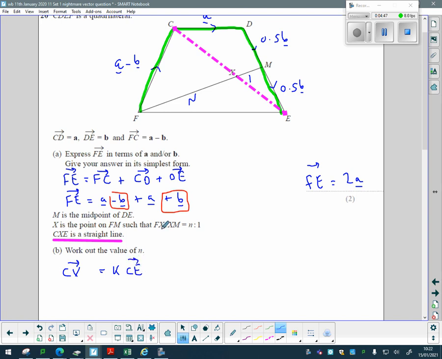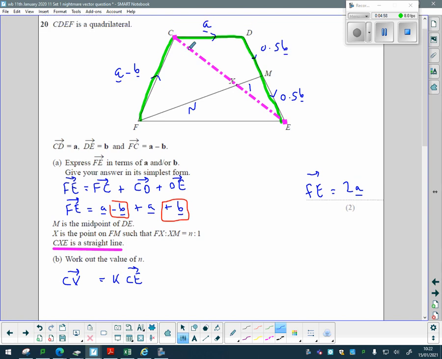If CXE is a straight line, if we multiply CE by K, we get CX. But we also know that CE is A plus B. So we can write down that CX is equal to K times A plus B.